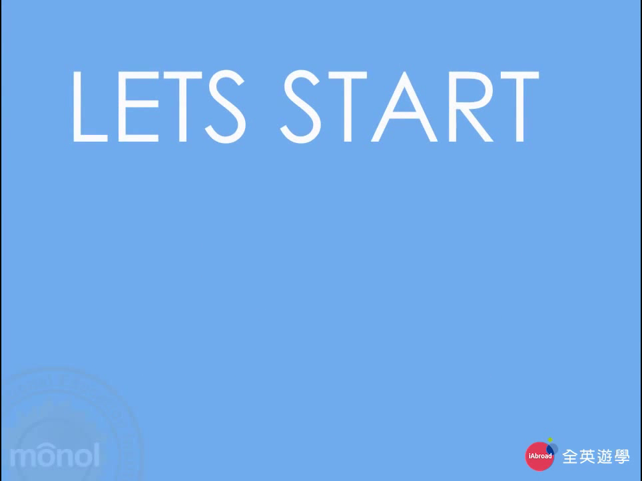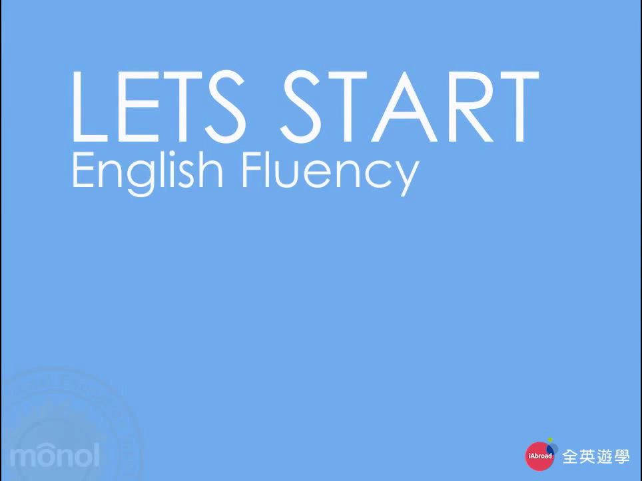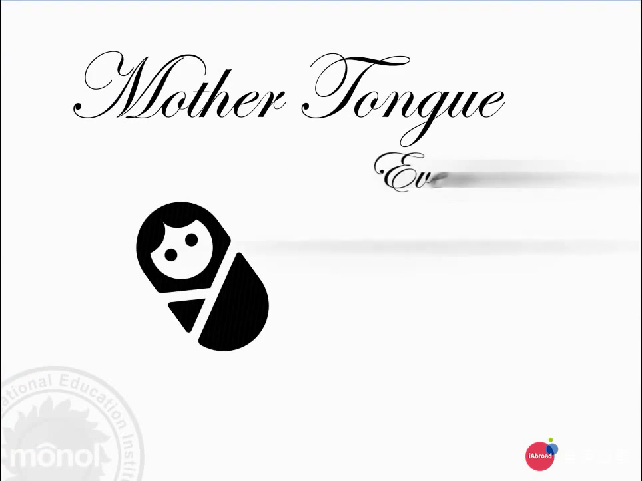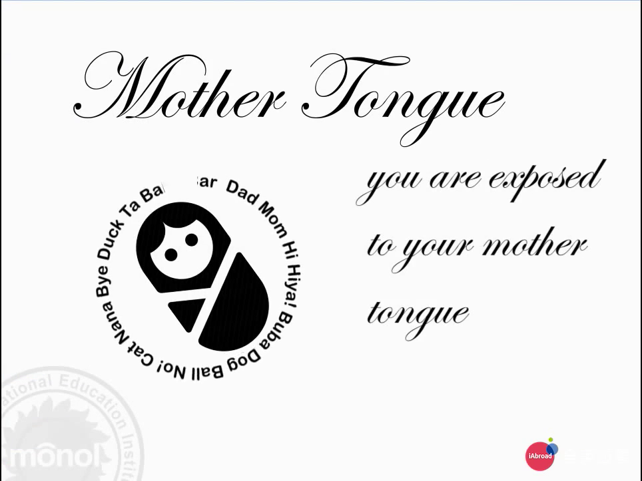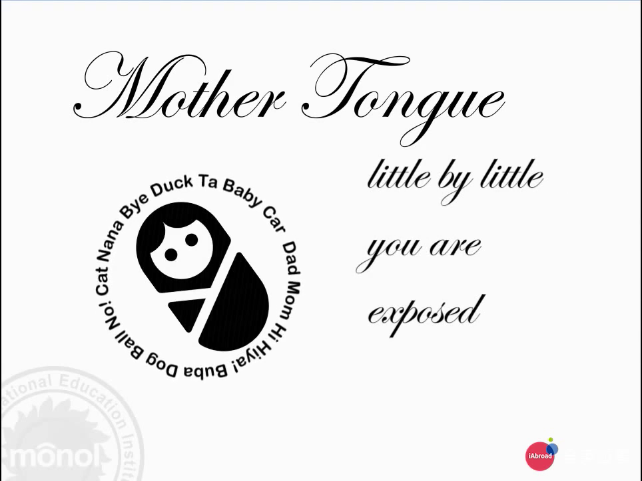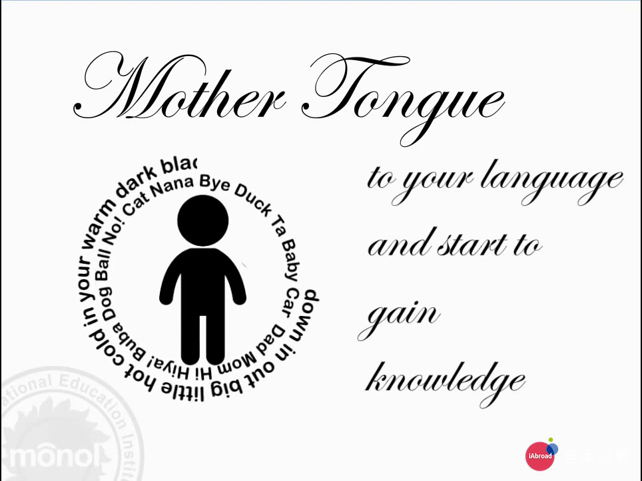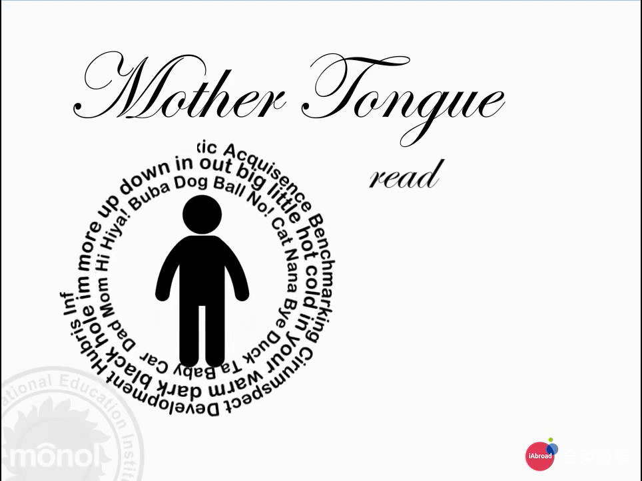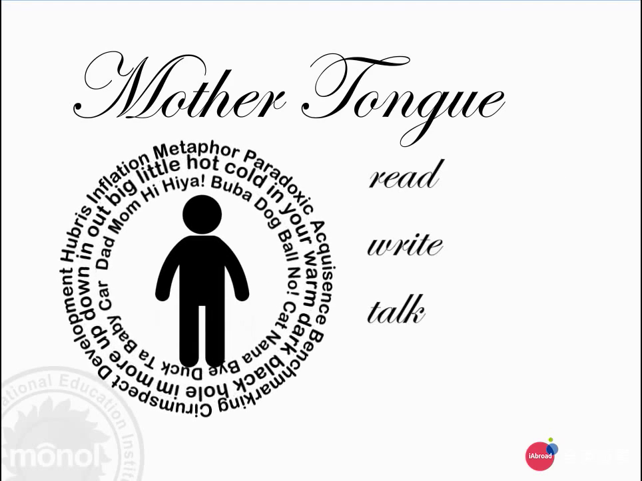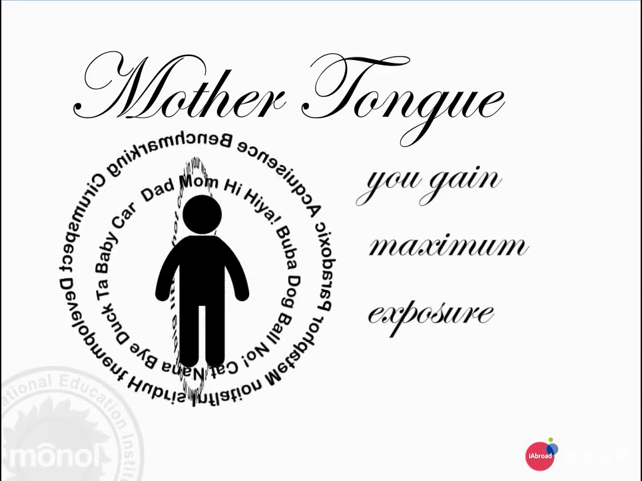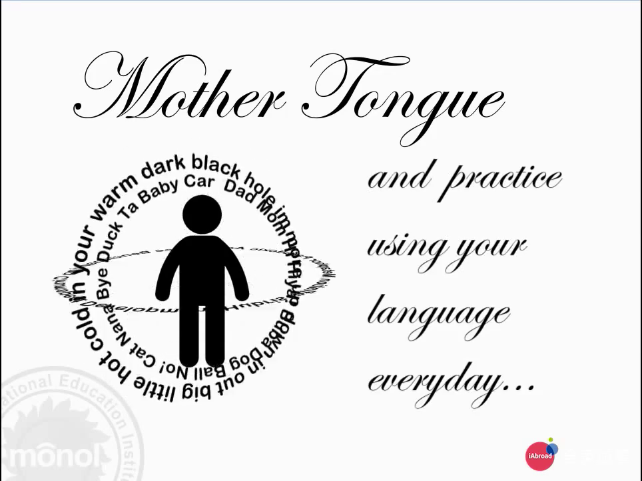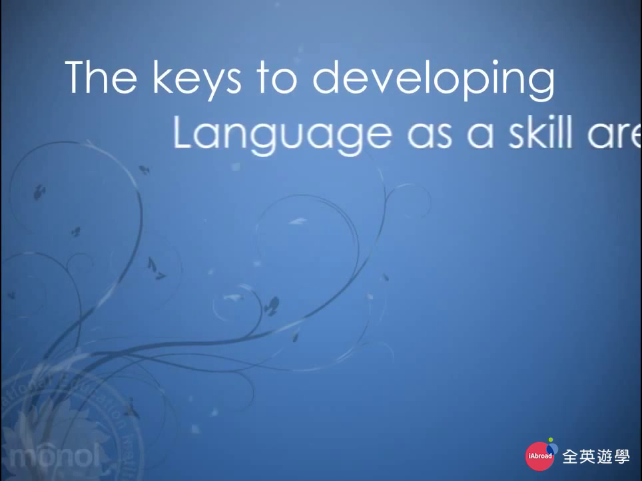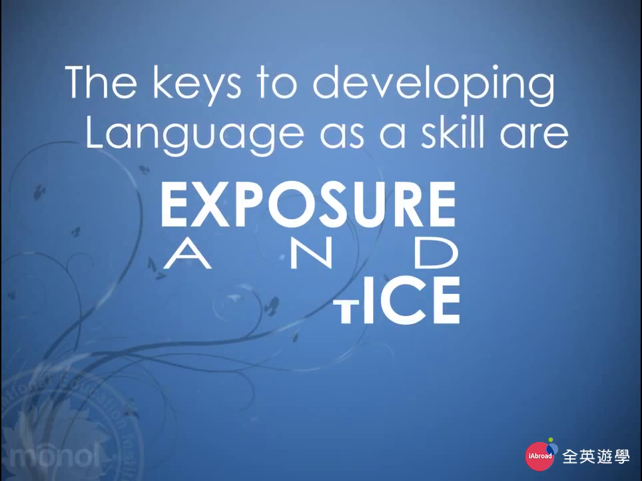Let's start by simply comparing your English fluency to your mother tongue. Even before you are born, you are exposed to your mother tongue. Little by little you are exposed to your language and start to gain knowledge. You apply this knowledge every day when you read, write, and talk using your mother tongue. You gain maximum exposure and practice using your language every single day. Some of the keys to developing a language as a skill are exposure and practice.